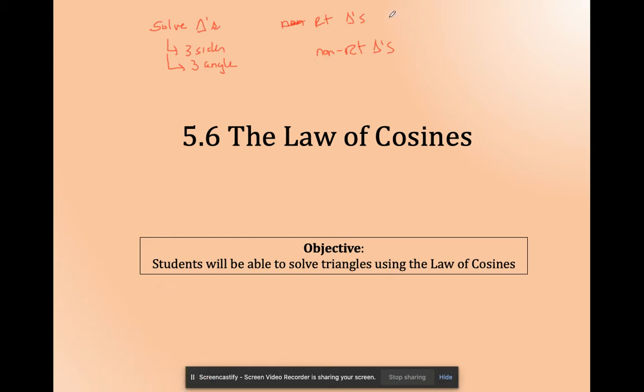So for right triangles, we can use Pythagoras, and we can use our right triangle trig, right? Like our SOHCAHTOA. Non-right triangles, we can use the law of sines, or we can use the law of cosines.